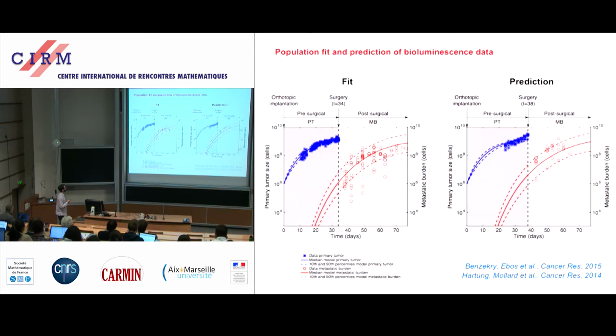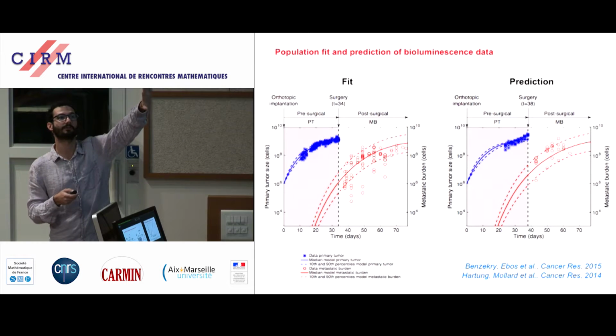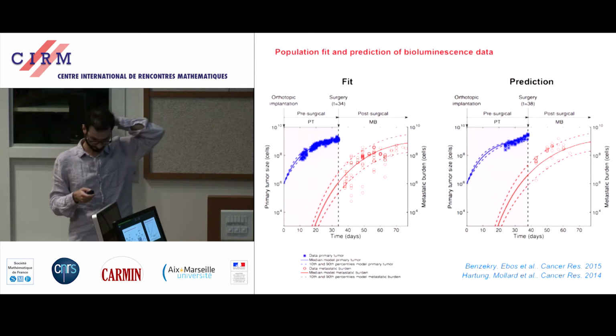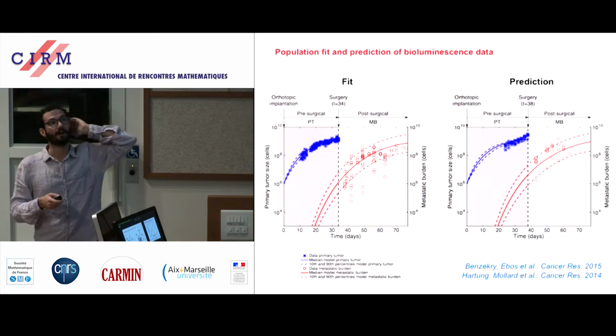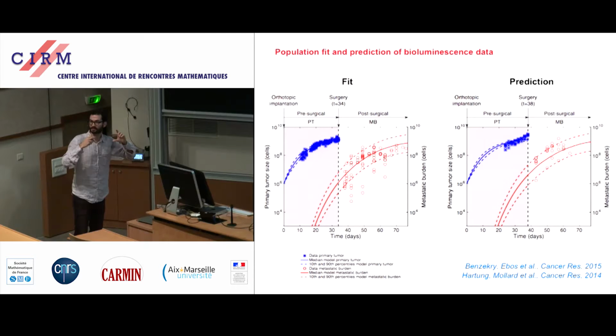So this is a fit, and we can try to predict another data set. So here, in this case, the surgery was performed at 34 days, and we tried to apply the same parameters, so the parameters were learned on this data set, and then we use these parameters for another data set where surgery was performed a bit later, at 38 days. It's quite predictive, meaning that once calibrated, our model is able to simulate at the level of the population to reproduce what happens in vivo in mice.